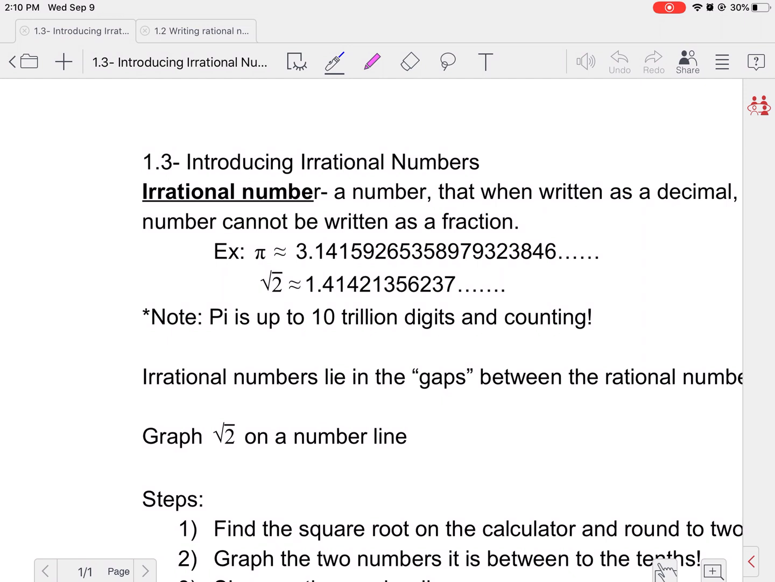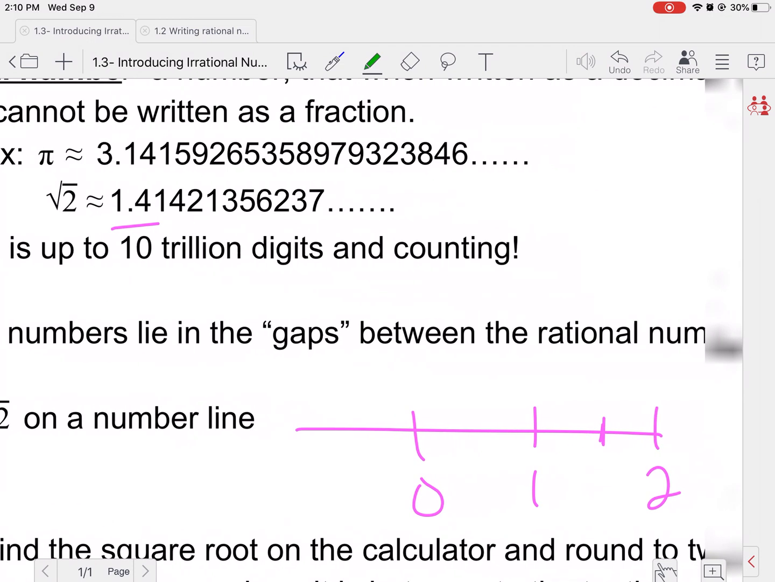So if we were to graph the square root of 2 on a number line here, I know the square root of 2 is about 1.4. So if I had 0, 1, and 2 here, and 1.5 is here, the square root of 2 would be approximately right there, is how I would draw that on the number line.